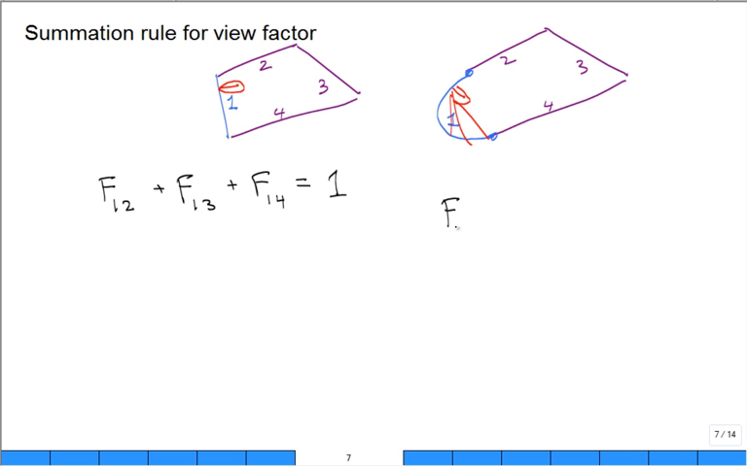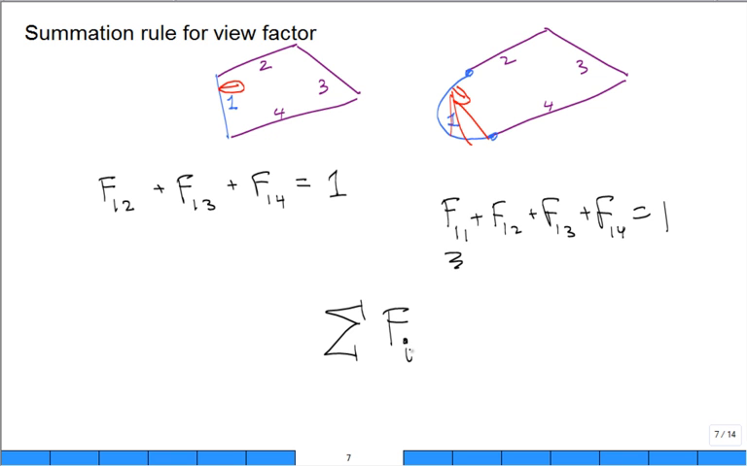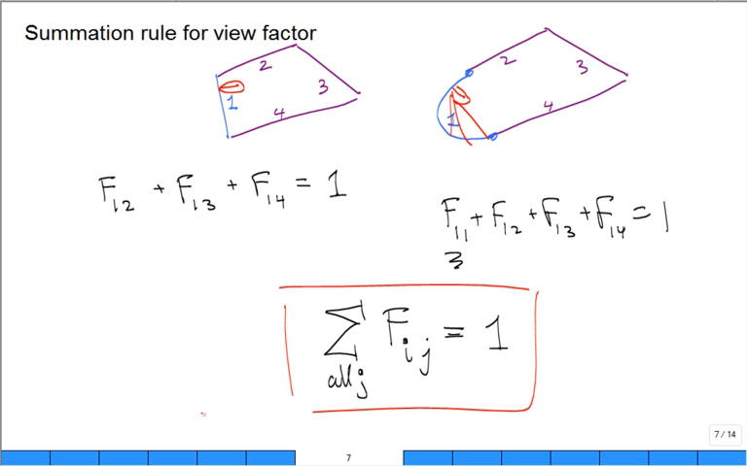We would have the fraction that leave 1 hit 1 plus the fraction leave 1 hit 2 plus the fraction leave 1 hit 3 plus the fraction leave 1 hit 4 is equal to 1. So often this term is 0. How do we generalize it? We would say the sum of the view factors from any surface i to all of the j's in an enclosure, including i, must equal 1. And that's the summation rule. 100% taken into account. All right.